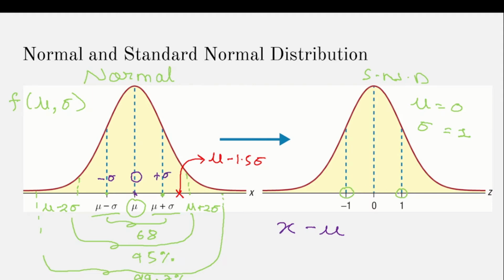Now, I got mean equal to 0. To make these values -1 and 1, I can divide this value by sigma. So using this formula, I can convert a normal distribution into a standard normal distribution. I call this formula itself the z-score. So this is the value of the standard normal distribution, which is also known as a standard score or z-score.